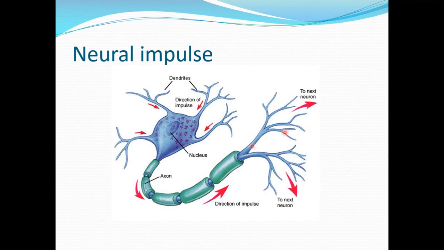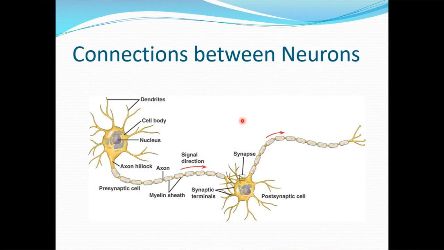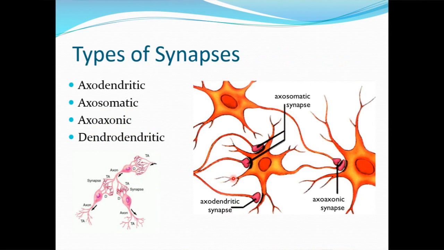We all know how a neural impulse works. It comes into the soma, gets passed along the axon and out. And you know that the neurons connect to each other through synapses. I'm going through this quite quickly because I think we all know this. Then you get different types of synapses.